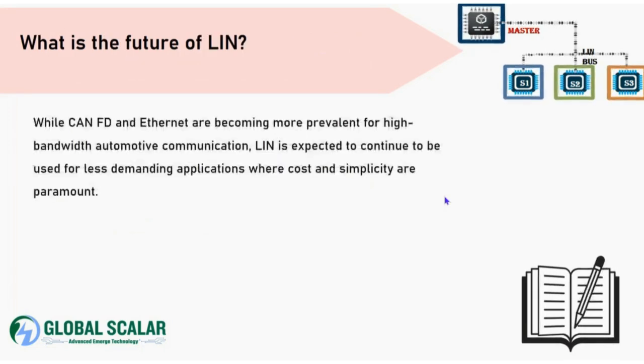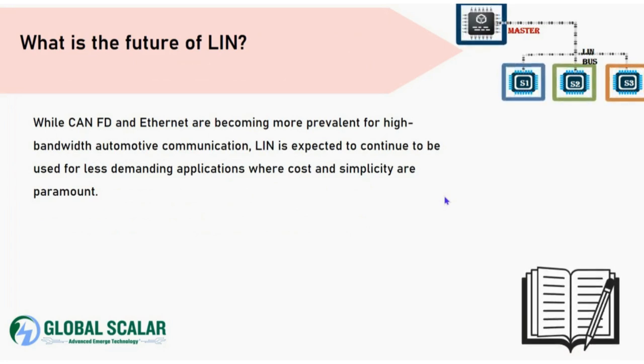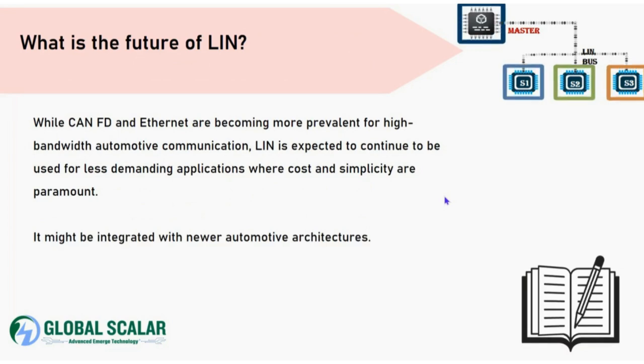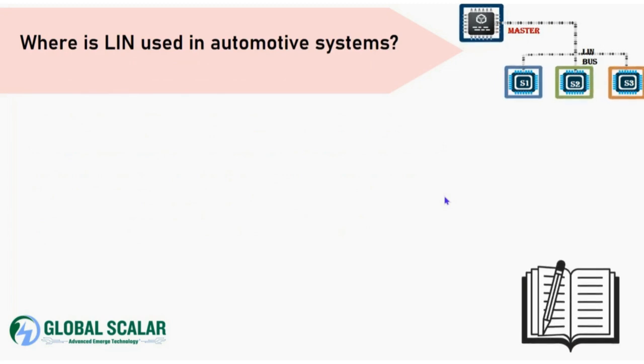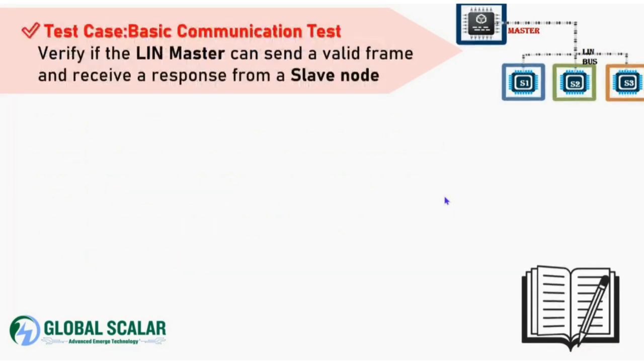What is the future of LIN? CAN FD and Ethernet are becoming more prevalent for high bandwidth automotive communication. LIN is expected to continue to be used for less demanding applications where cost and simplicity are prominent, and it might be integrated with newer automotive architectures. Where is LIN used in automotive systems? Power windows, mirror and seat adjustment, sunroof, door locks, rain sensors and wipers, and climate control systems.